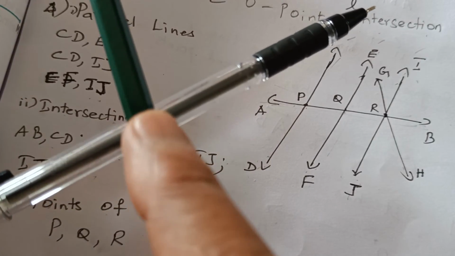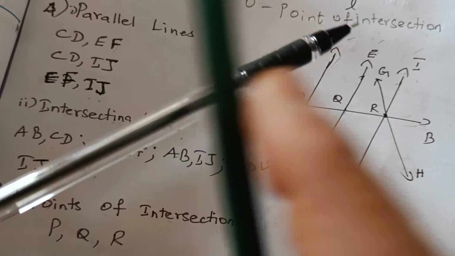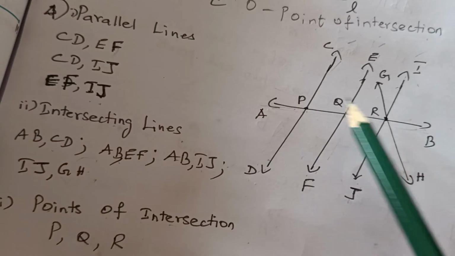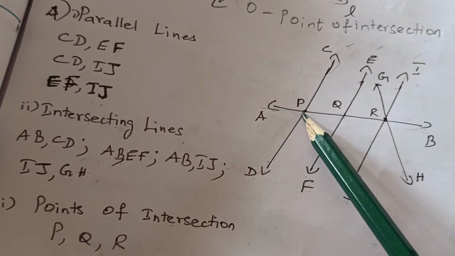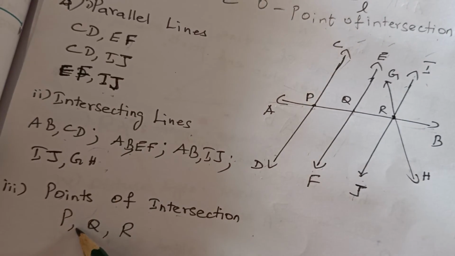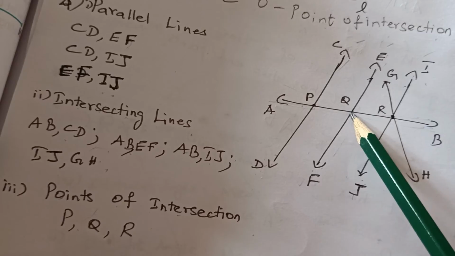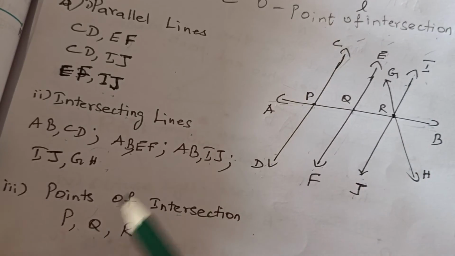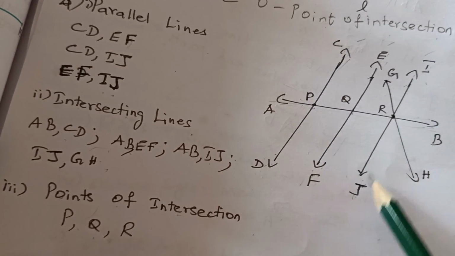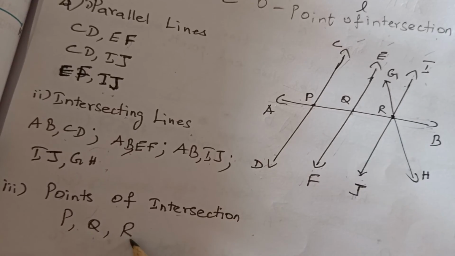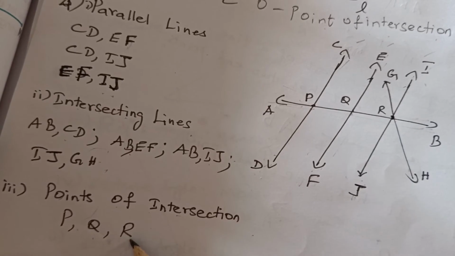The point where they meet each other is the point of intersection. So, these two lines AB and CD meet at the point P. So, P is one point of intersection. And here, the same AB and EF meet at Q. Q is another point of intersection. AB and IJ meet at the point R. R is the other point of intersection.